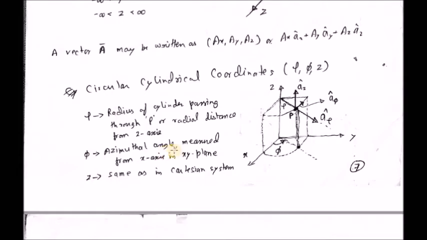Phi is the azimuthal angle, and it is measured from the x axis in the xy plane only. This is your point P. I just draw a line, take its projection on the xy plane, and then this angle phi, which is parallel to this rho. So phi is your azimuthal angle, measured from the x axis in the xy plane, and Z is the same as in the Cartesian coordinate system.